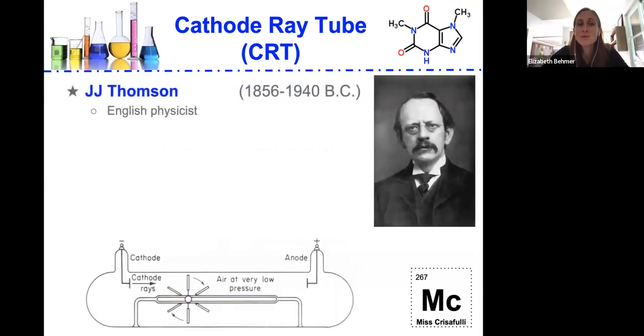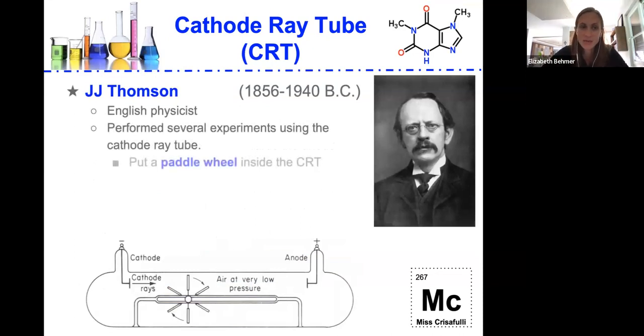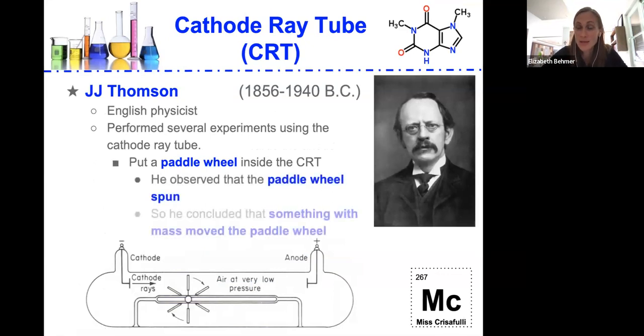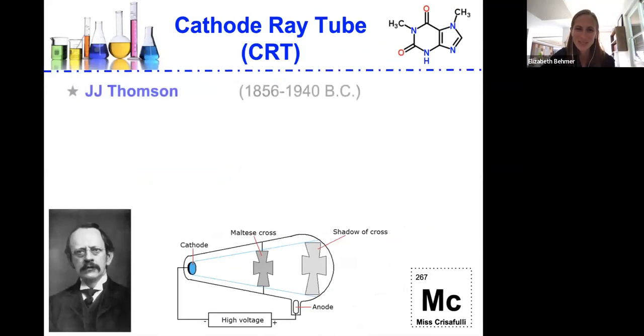J.J. Thomson was an English physicist, and he performed several other experiments using the cathode ray tube. He put a paddle wheel inside the cathode ray tube, as shown there, and he observed that the paddle wheel actually spun. So he concluded that something with mass was moving the paddle wheel. When you look at these years, 1856 to 1940, that was a long time ago. 100 years ago, they were already able to figure some of this out, which is interesting.